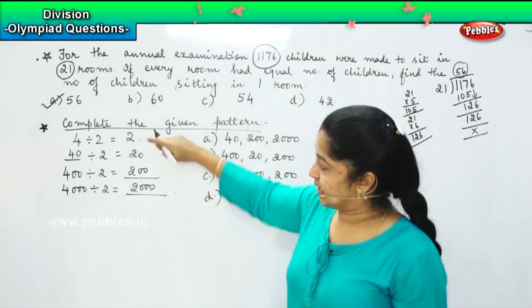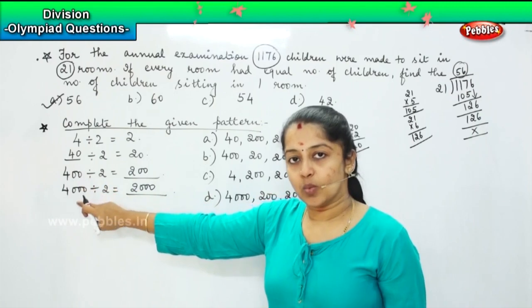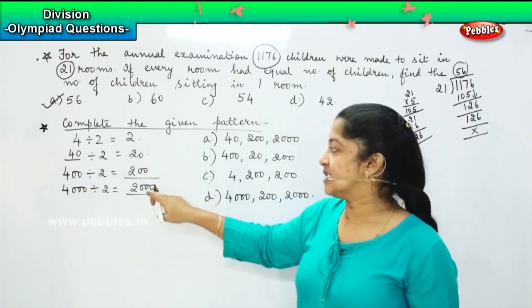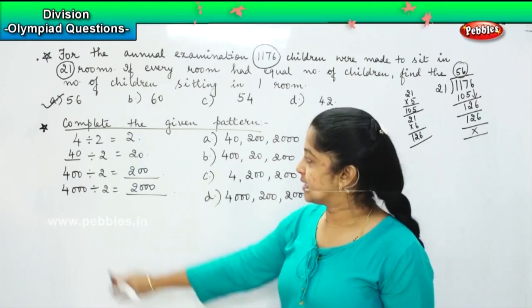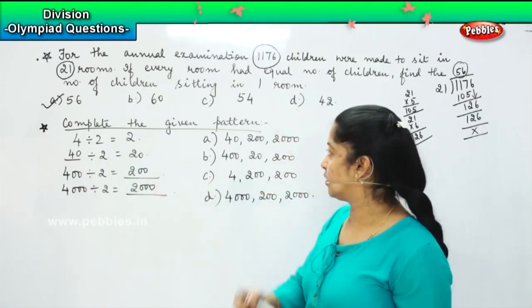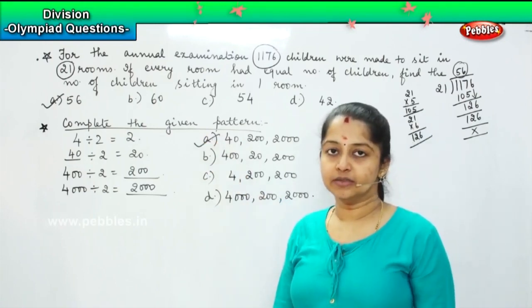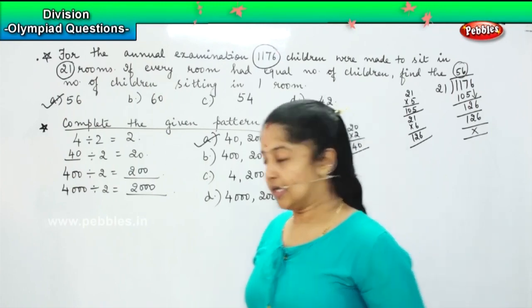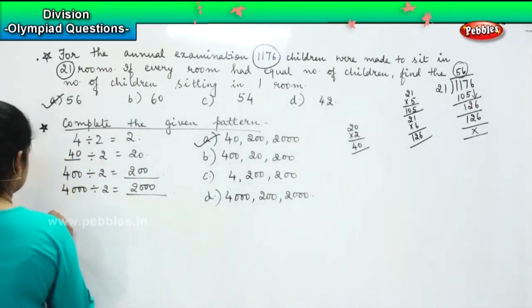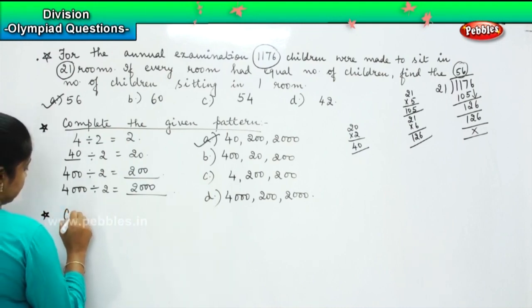Okay. So if you see here, the 2 remains the same. The number of zeros that is adding in the ones and tens column, that many zeros are adding towards the end of the answer. Okay. So the answer is 40, 200 and 2000. That is option A. Clear? Shall we do one more question of this pattern? Okay. So here is your next question. The question says, again complete the pattern.